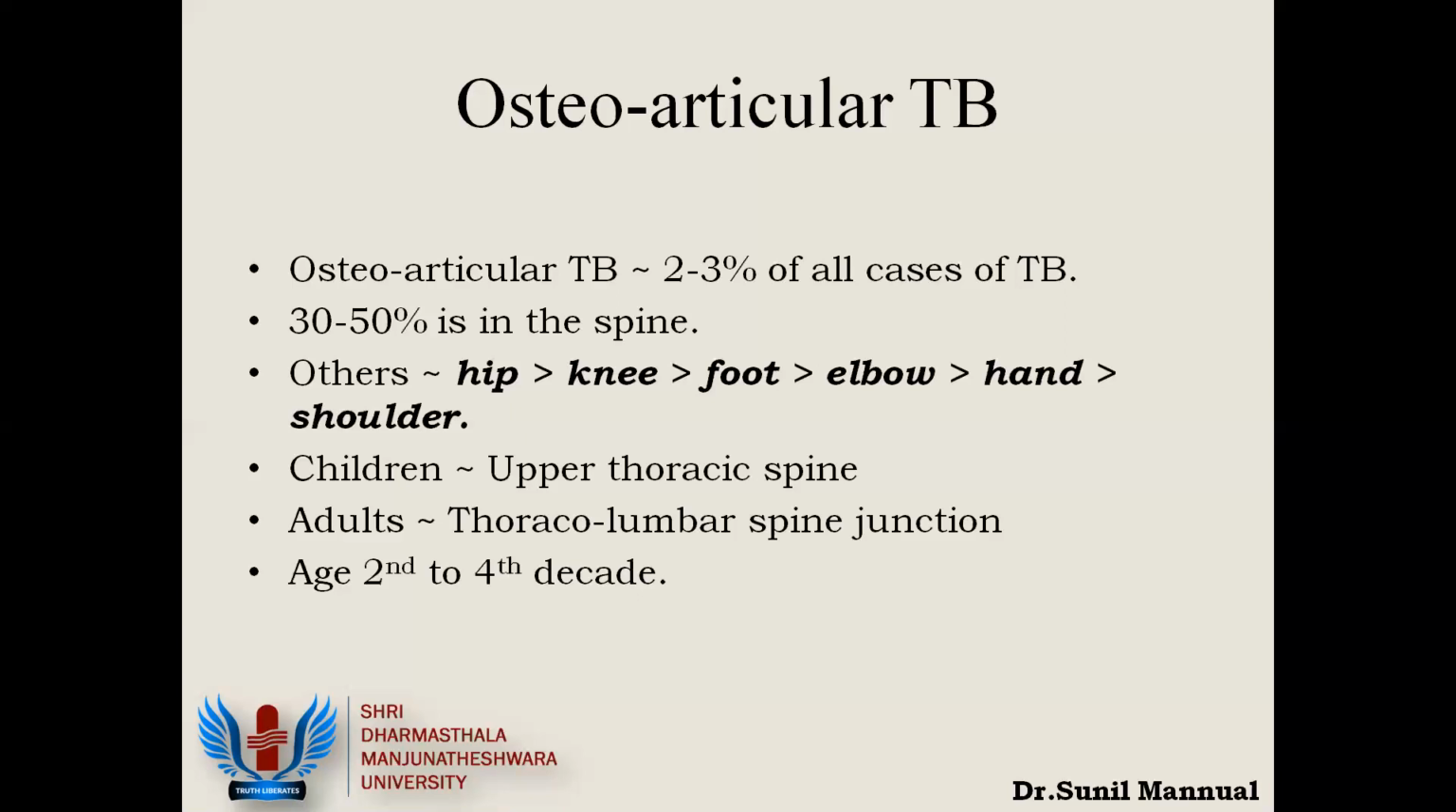So what is a thoraco-lumbar spine junction? I'll explain that later. In adults, it involves mainly the second to the fourth decade, which is also the most productive decade. So therefore, TB as a disease becomes a big burden on society. Now we'll move to slide number 3.